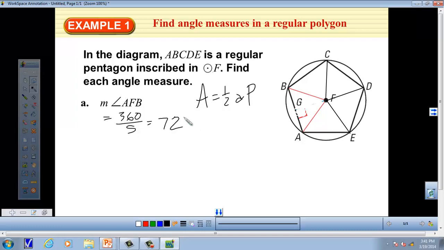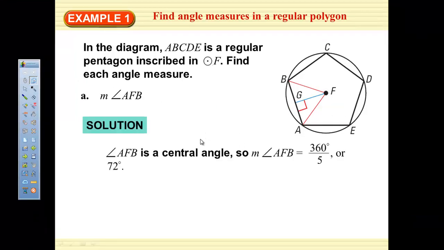Okay, so that means that this is 72 degrees. That's 72 degrees. This is also 72 degrees. This is also 72, etc. So each of those angles is 72 degrees. And if we added all of those, it should equal 360. So 360 divided by 5 is 72.